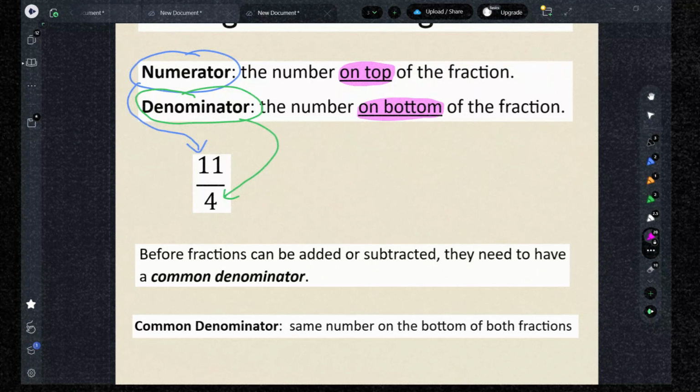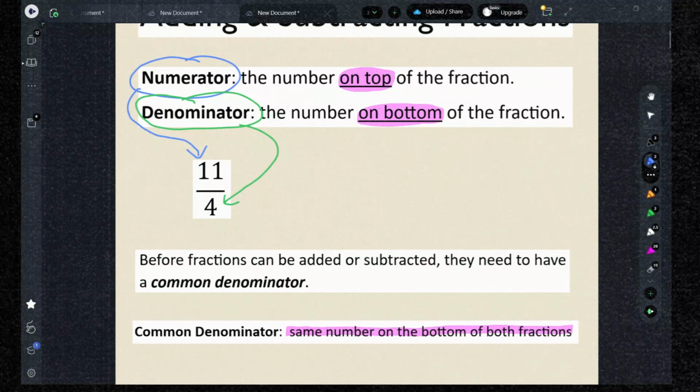Here it is. This is our definition. Common denominator means the same number on the bottom of both fractions. We're going to make sure that we have that first before we add or subtract the fractions. Let's look at an example.